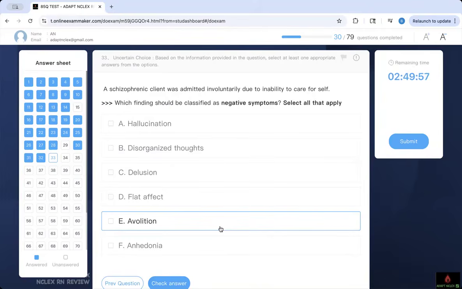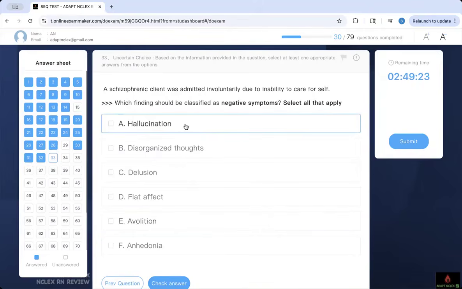Which findings should be classified as negative symptoms? A schizophrenic client was admitted involuntarily due to inability to care for themselves. So which one is a negative symptom? There are two types of symptoms: positive symptoms and negative. The negative are those we can use to tell us that the individual is in a depressive mood. Therefore, which one would you pick?